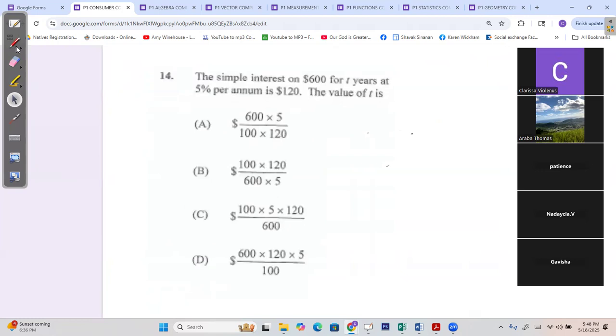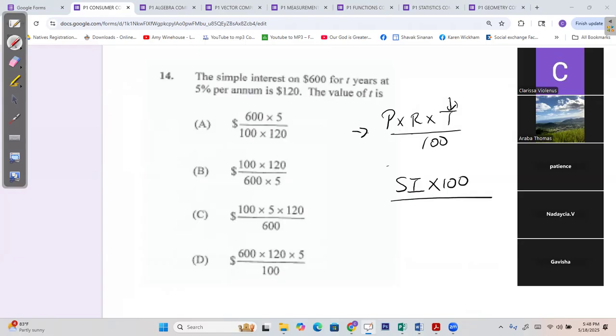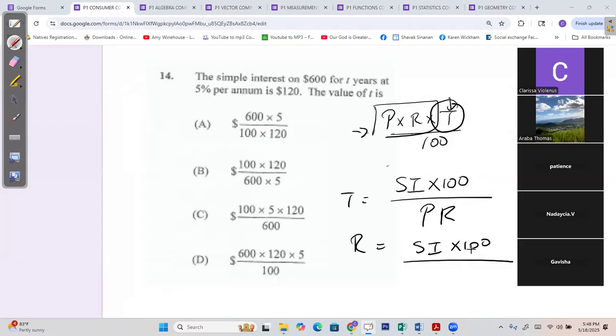Simple interest, because it's simple interest, the first thing you should write is your formula. P times R times T over 100. But they asked for the value of T. And remember, we have different formulas for the R. If they want the formula for T, that means it's always SI times 100 over the other two. So if they want T, we're going to have at the bottom the P and the R. So that's the T formula. If they want the R, it's always the same thing at the top, SI, which is the simple interest, times 100 over the other two.